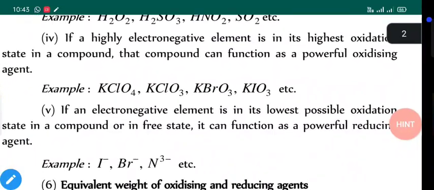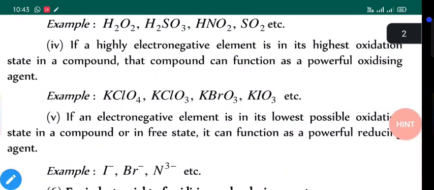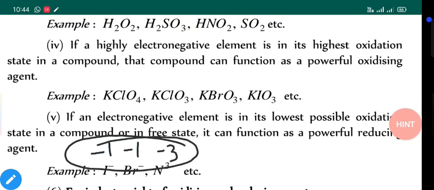Then the next point is, if an electronegative element is in the lowest possible oxidation state, then it can act as a powerful reducing agent if they are in their free state or in the lowest oxidation state. So we have some examples which are the lowest possible oxidation states of respective ions. As we can see, iodine shows -1 oxidation state, Br -1, nitrogen -3. So these are their lowest oxidation states.